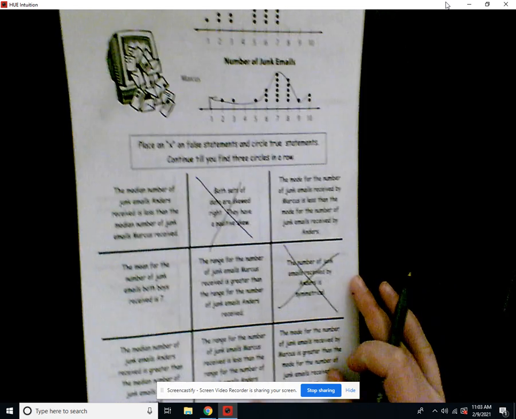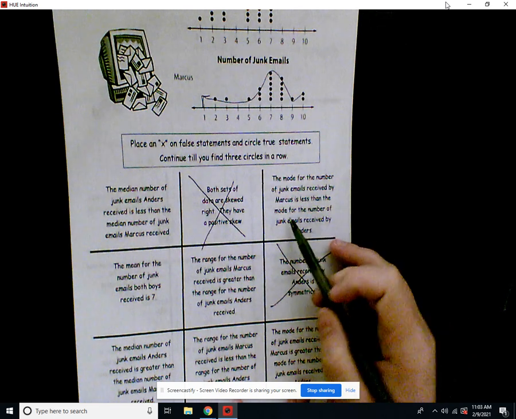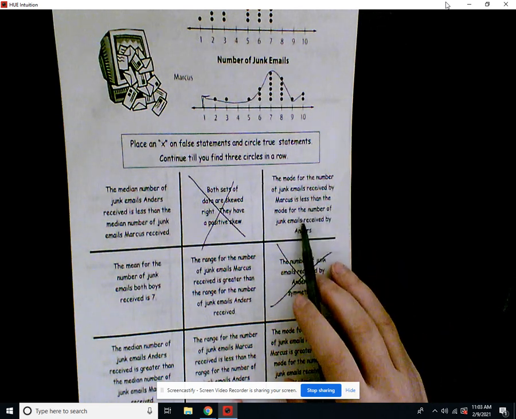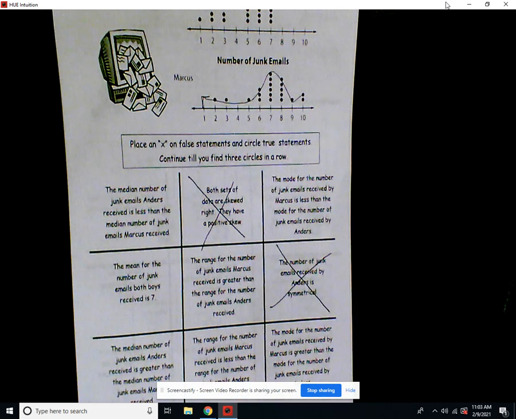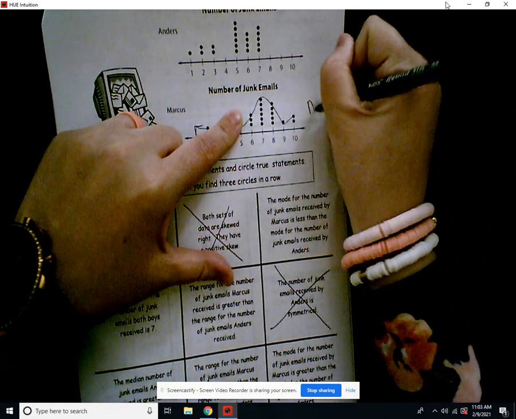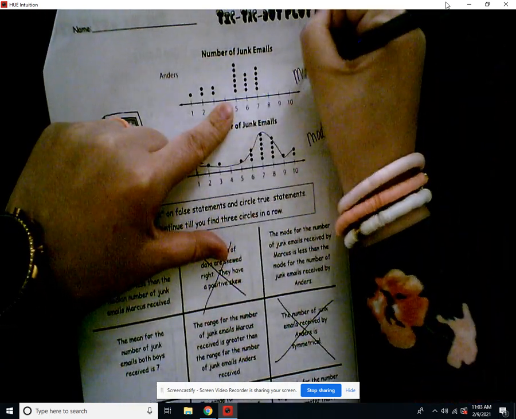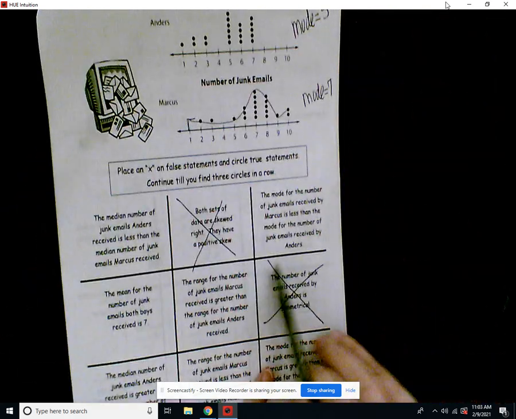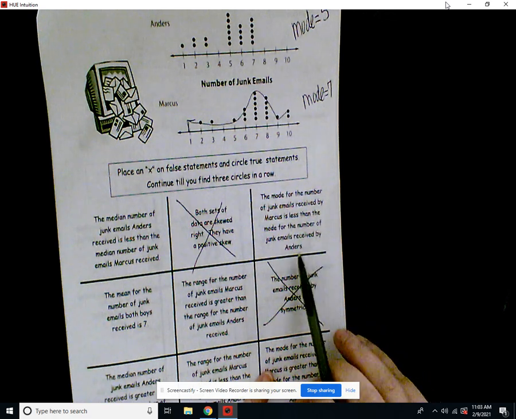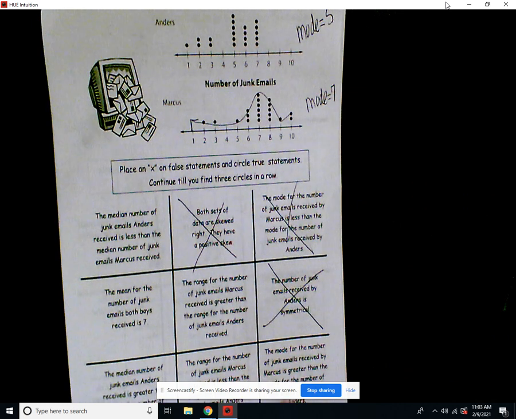Okay, let's look at mode. So they're saying the mode number of junk emails received by Marcus is less than the mode for the number of junk emails received by Anders. So the mode for Marcus is 7, because that's the most, and the mode for Anders is 5, because that has the most dots. So is Marcus less than Anders? No, it is more. So here's our other mode. Is Marcus greater than Anders? Yes.